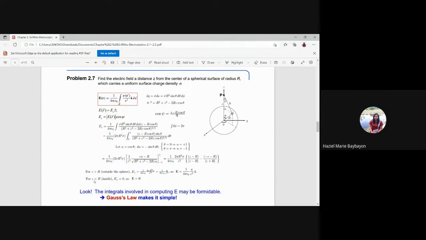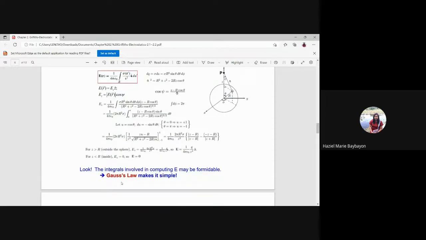And then, if z is less than r, or if it is inside the sphere, for example, then your E sub z is equal to 0. So, there is no electric field inside. If your field point is inside the sphere, the electric field is equal to 0. Okay? So, this term here will become 0. So, multiplying this to this, you will get 0.